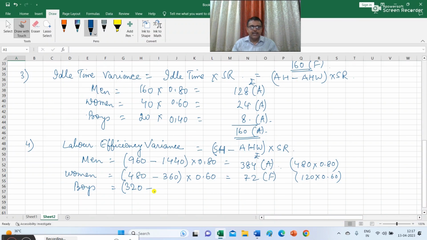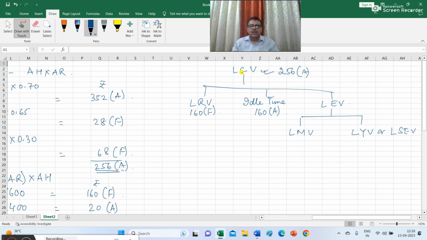And for boys, 320 is the standard hour of boys. Actual hours worked is 180. Multiply this with 0.40 and you will get 56 favorable. 140, multiply this with 0.40. So total labor efficiency variance is 256 adverse. So you can see in this table, labor cost variance we have calculated 256 adverse. Labor rate variance is 160 favorable. Idle time variance is 160 adverse and labor efficiency variance is 256 adverse. So if you add up these three, you will get 256 adverse.